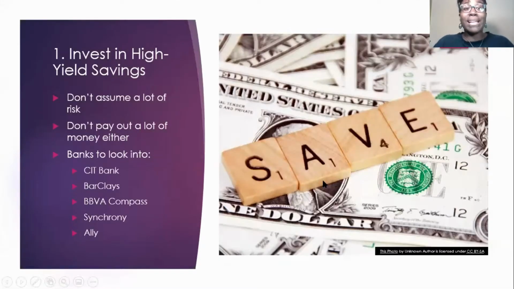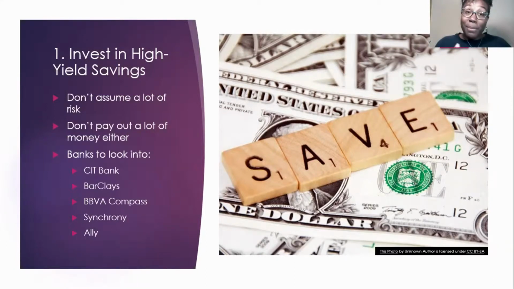The first way is by investing in high-yielding savings accounts. What that means is you are putting your money in a savings account at the bank, but it's not a regular savings account. It's one that gives you a high yield, or a high return on your investment. The good thing about a savings account is you do not assume a lot of risk. Anytime you put money in a bank, there is a company, the FDIC, that will actually insure your money. So if something happens and the bank goes down, you will still get your money.